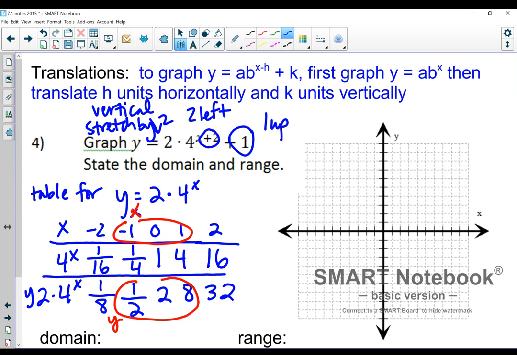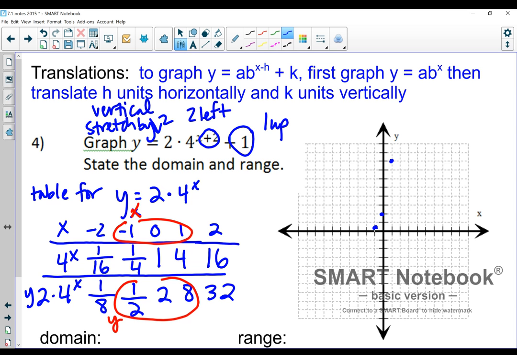So this is going to be my original function, my parent function, and then I'm going to have to do that shifting to get my final graph. So let's see, -1 is 1/2, 0 is 2, and 1 is 8. And then I need to shift, so I'm not even going to connect this. I could connect it and just really clearly mark it, but for me, it's almost easier to just not connect it, and then the teacher can tell which one's my final graph.